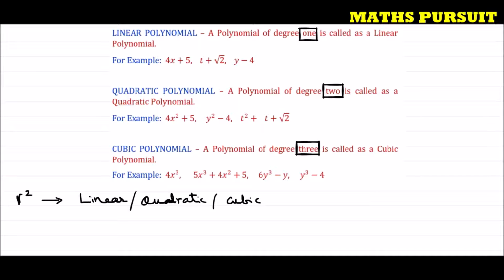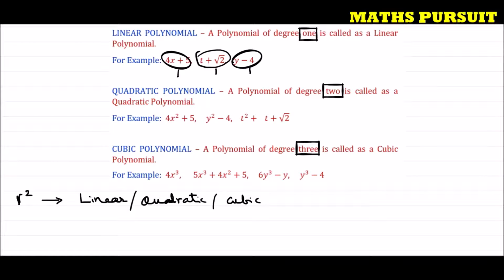Let us look into the examples. 4x plus 5, t plus root 2, y minus 4. Here the power of the variable is 1 in each of these examples. These are the linear polynomial examples, where the power of the variable is 1.